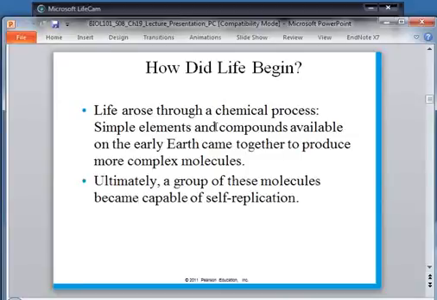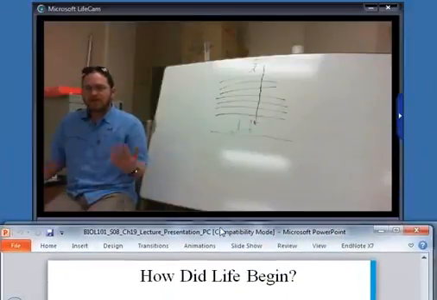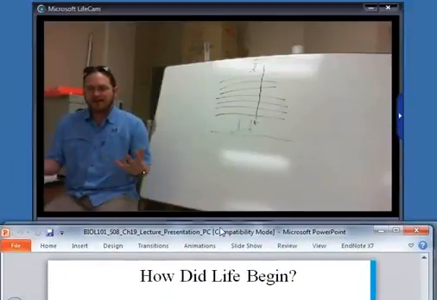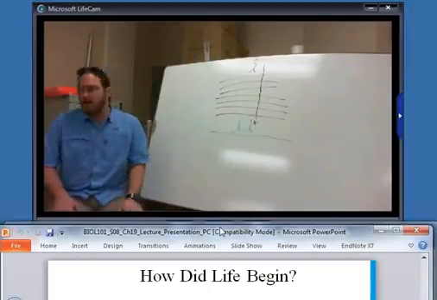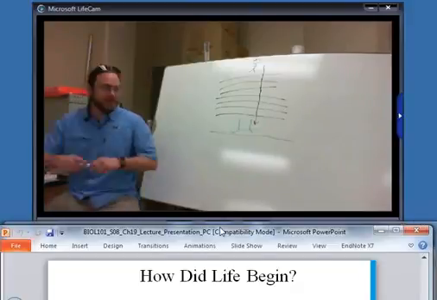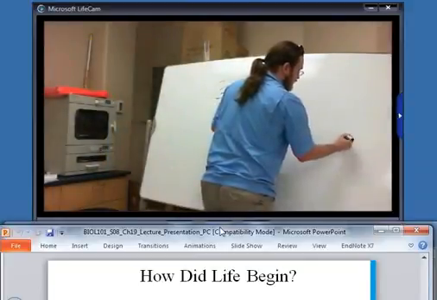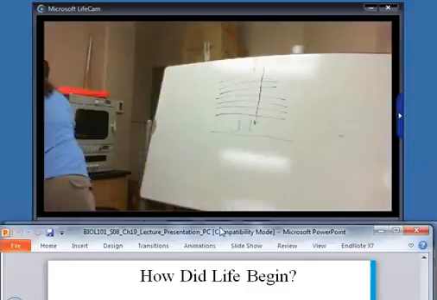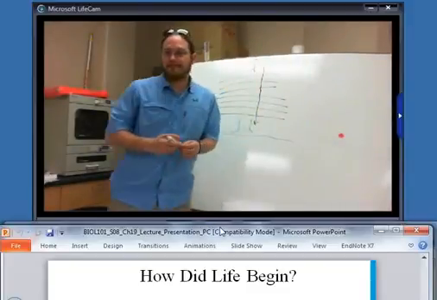Life basically arose through a chemical process where simple elements and compounds on Earth came together to produce more complex molecules, and ultimately these became self-replicating. So if you want to think about this, life had to come from somewhere. It had to start somehow. And all life has one common ancestor at the very base of its tree. What this common ancestor is, it is the first self-replicating organism.